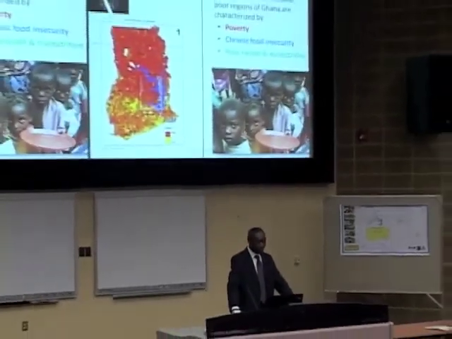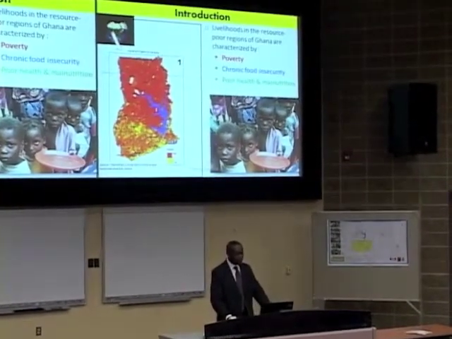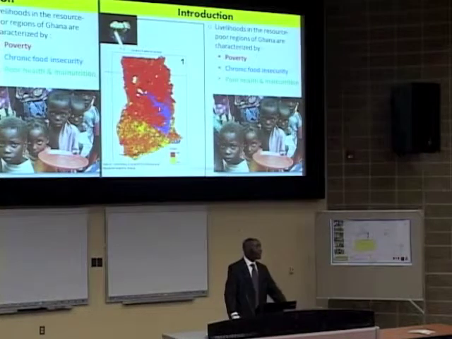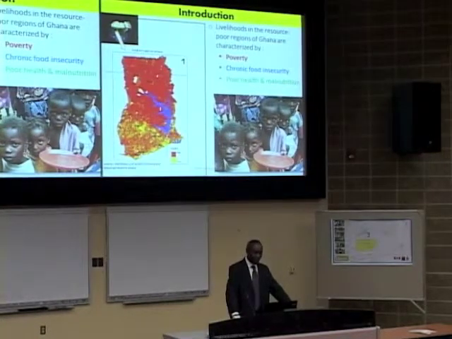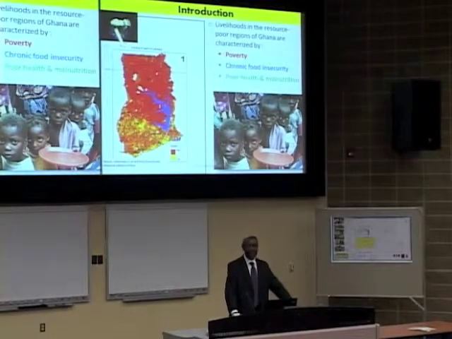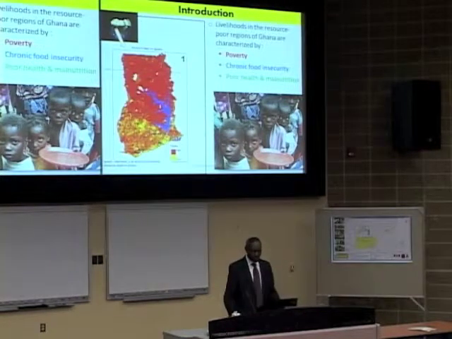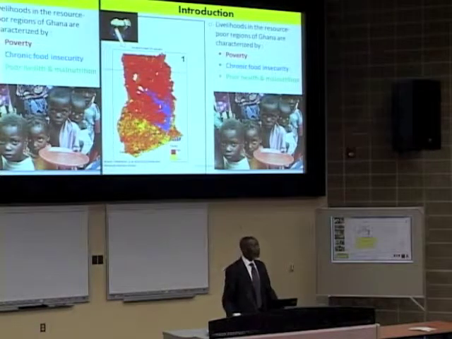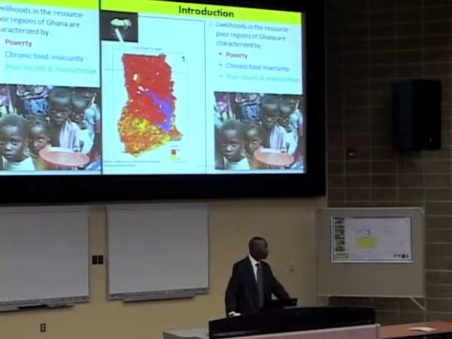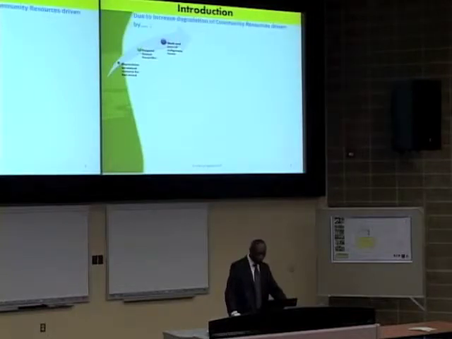Now you see the global picture here, Ghana seated just in West Africa, and the places that we are working in. You see Ghana on the left. The basis for this particular project has been spelled out. The chosen communities are areas that are stricken with poverty, chronic food insecurity, and poor health and malnutrition. Also environmental degradation, which is the core and the basis of our project.